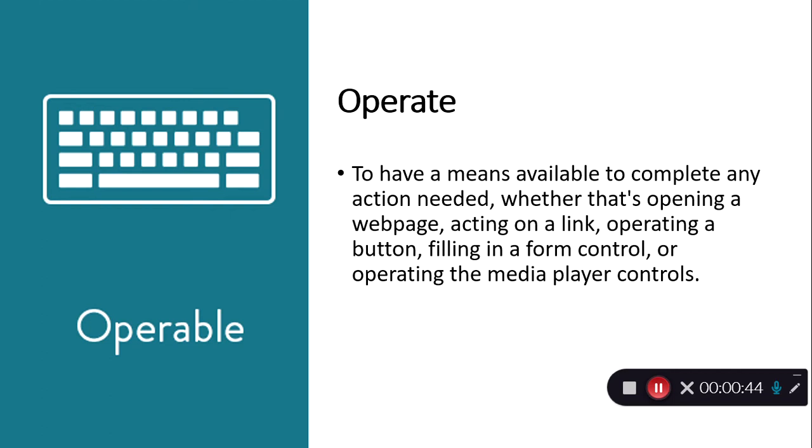The next is operate, which means to have a means available to complete any action needed, whether that's opening a web page, acting on a link, operating a button, filling in a form control, or operating a media player. And that needs to be using the means available to you.